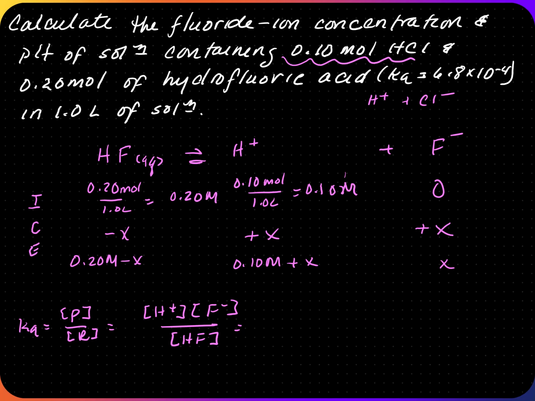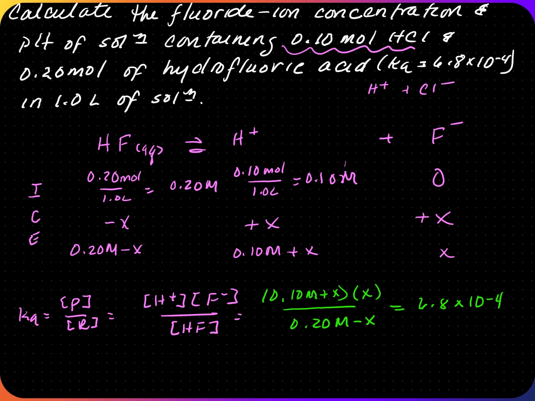So H plus is 0.10 molar plus X, times X for F minus, and my HF is 0.20 molar minus X. This is equal to 6.8 times 10 to the negative 4th. Here we're going to also assume the 5% rule applies, but we're going to double check after we do our calculations. Cancel out the plus X and minus X because it approaches 0.